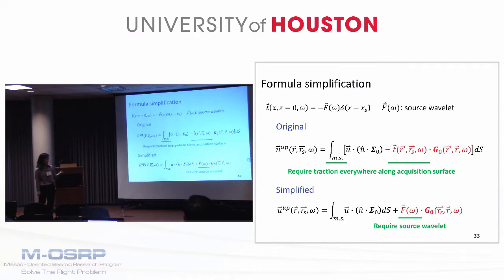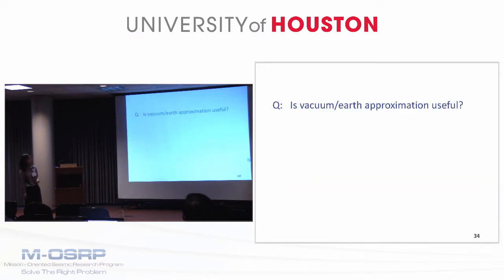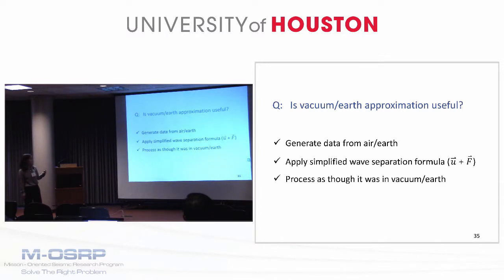That source wavelet information can be estimated by the base plate, for example. So now you may ask, can this vacuum Earth approximation produce some useful result? Say we generate the data from air over Earth, and then we substitute the data into that simplified algorithm and process that as if it was from vacuum Earth. Can the result turn out to be useful? If yes, this approximation will be practical or valuable.